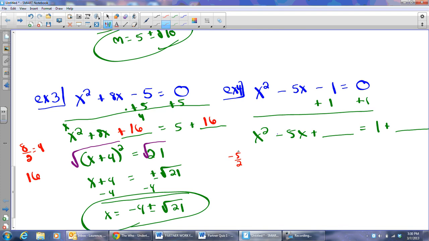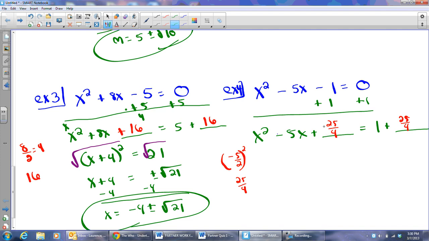Okay, now I need to square this. Well, if I square that, I get 25 fourths. I'm going to add 25 fourths here and 25 fourths here. I'm going to leave it as 25 fourths. I'm not going to convert it to a decimal. All right. This is now a perfect square trinomial.